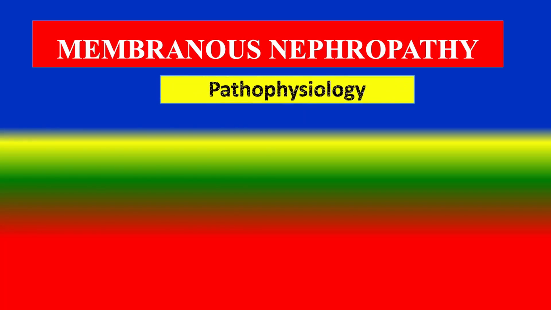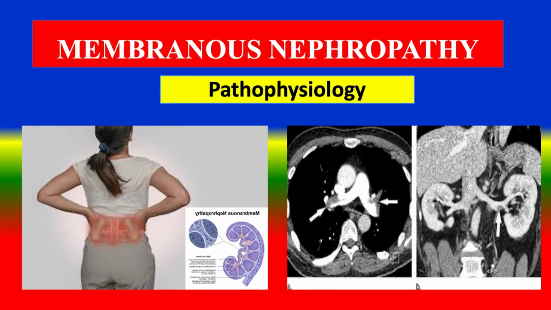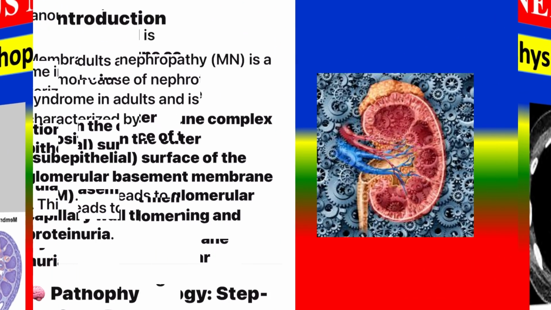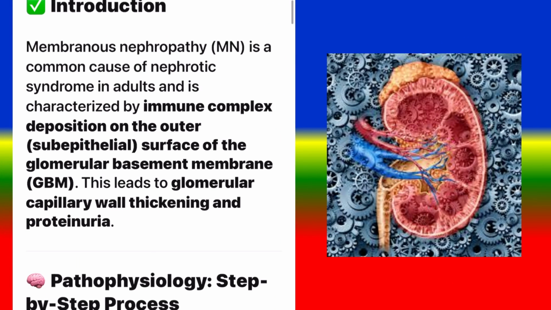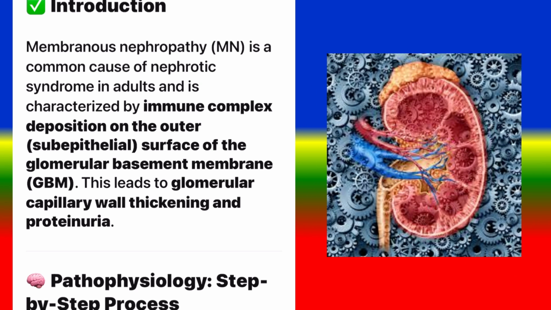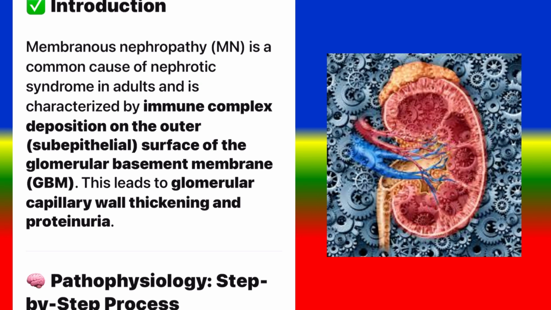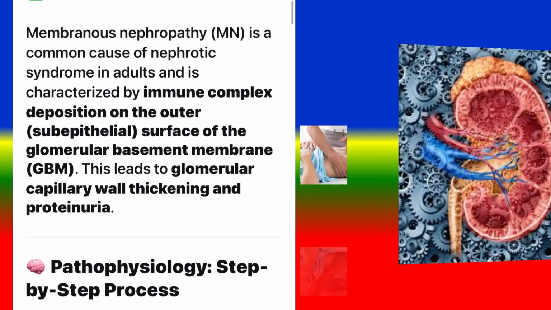Here is a detailed explanation of membranous nephropathy, MN, focusing on the pathophysiology step-by-step, treatment options, and prevention. Introduction. Membranous nephropathy, MN, is a common cause of nephrotic syndrome in adults and is characterized by immune complex deposition on the outer subepithelial surface of the glomerular basement membrane, GBM. This leads to glomerular capillary wall thickening and proteinuria.